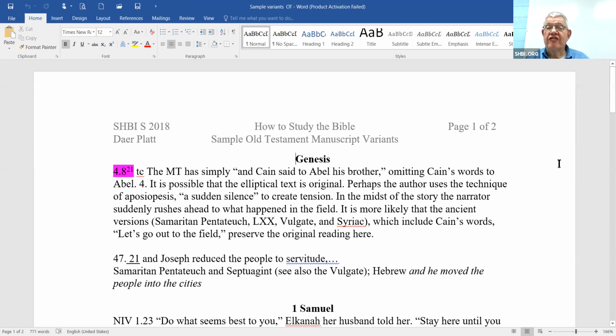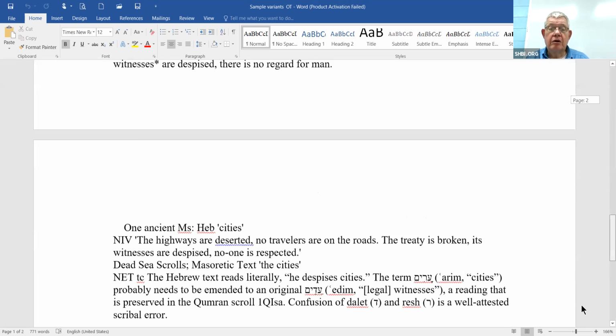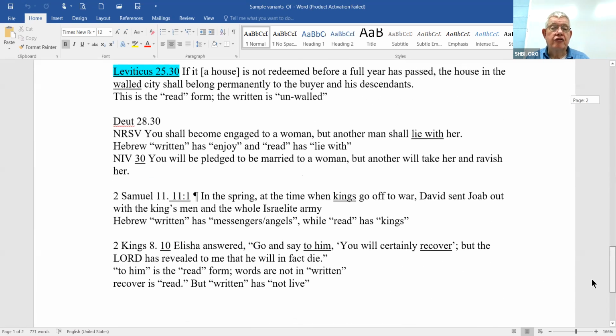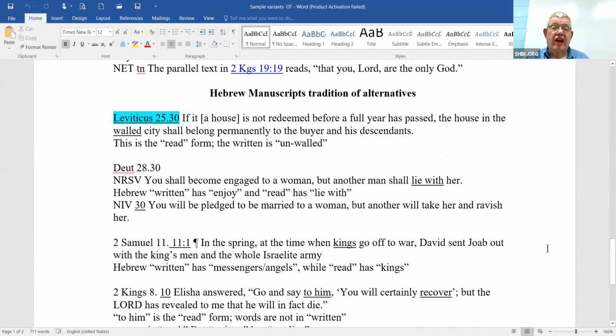Now, if you go to the end of this thing, page 2, I give you some examples. There are 4 of them here. Hebrew manuscript tradition of alternatives. It turns out that there are several places in the Hebrew manuscripts, and until we found this Isaiah manuscript and some other lesser ones in a synagogue, got locked up, closed up in a closet, nobody remembered it was there, in Cairo before that, we didn't have any Hebrew manuscripts older than 1000 AD.